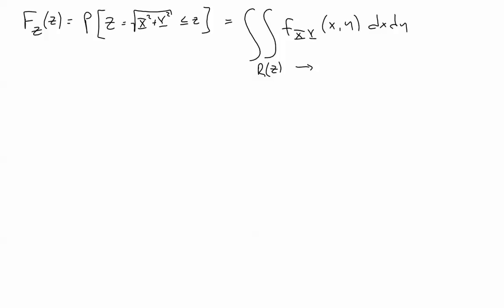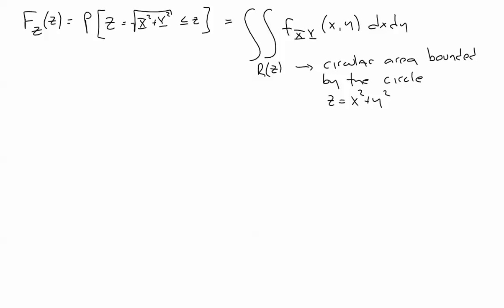This is a circular area bounded by the circle z equals x squared plus y squared. And of course z is a variable, so as z increases, the circular area over which I'm going to integrate my joint probability density function increases. All right, that's kind of hard to do in rectangular coordinates. Let's put it in polar coordinates.